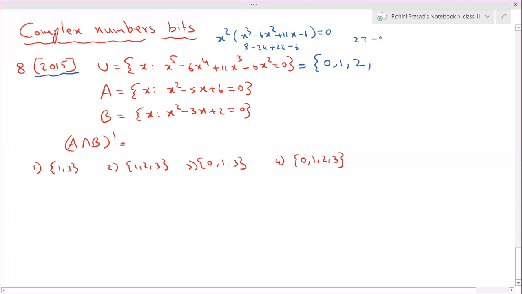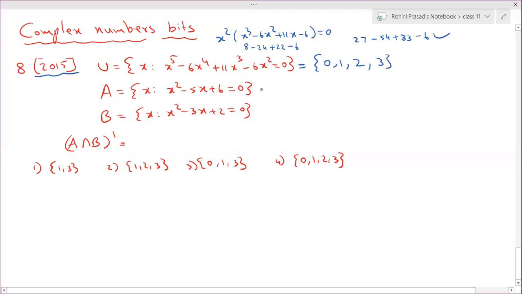27 minus 9, 54 plus 99 minus 6. 54. So it's plus 33. 33 actually, because it's only 3. So then this will be 60, and this is also 60. So this is also satisfied. So this is just 3.